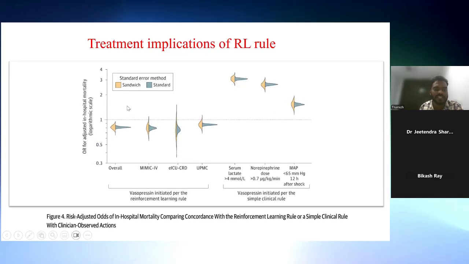So this is the adjusted odds ratio overall, which they have put in a diagram. The overall odds ratio is less than 1 in the overall group, and also in the external validation sets.